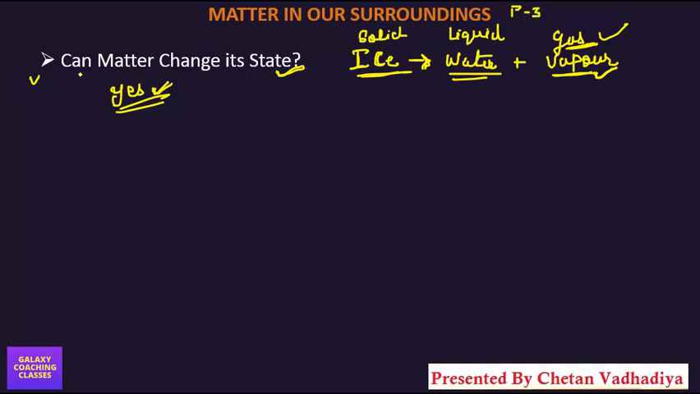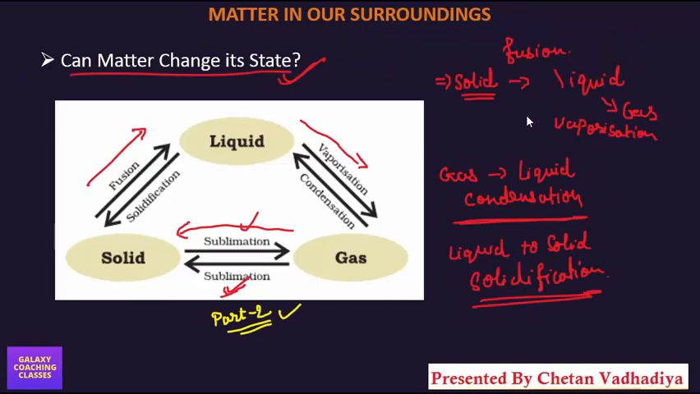So we had studied that matter can change its state. Yes, we had studied solid to liquid, liquid to gas, and we had studied about different names also. The process of converting solid to liquid is called fusion, liquid to gas is vaporization. But what we had not studied is how this process happens. So now one by one we are going to solve that.